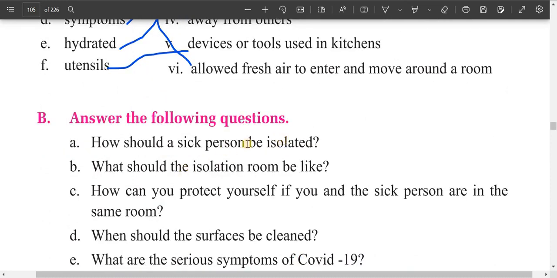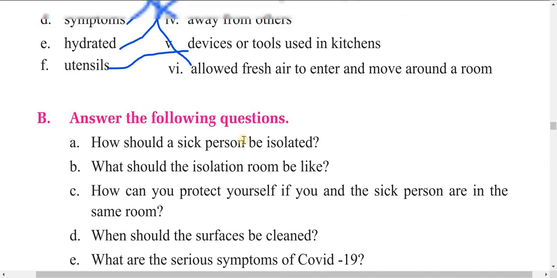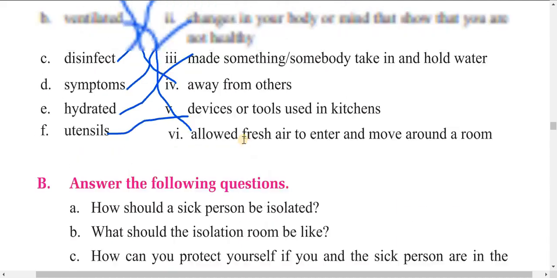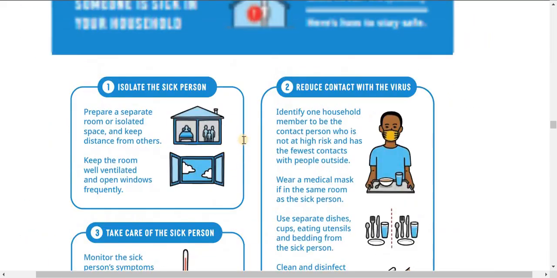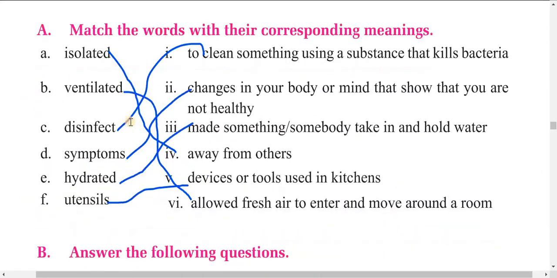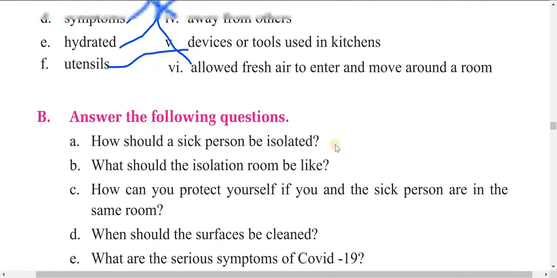How should a sick person be isolated? We have read that a sick person should be kept in a separate room. A sick person should be isolated, kept in a single room, away from others. What should the isolation room be like? The isolation room should be well ventilated.